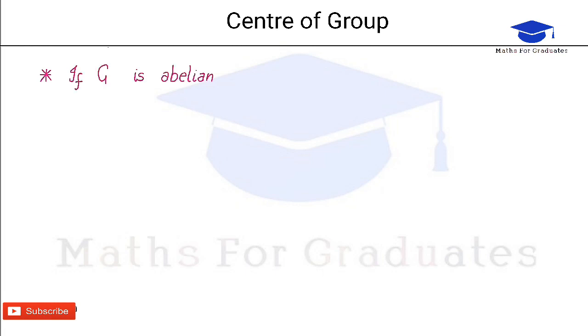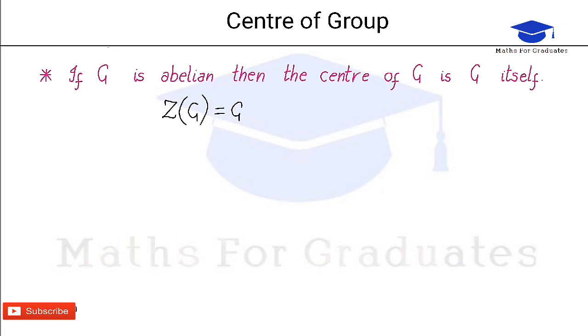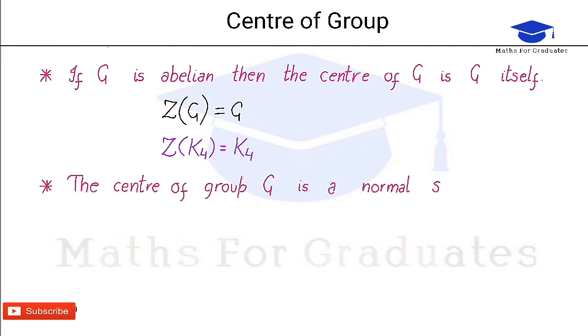Now let us see some facts related to the center of group. If G is abelian, then the center of G is G itself, that is Z(G) equals G. That's why center of K4 is K4 itself. And the center of group G is a normal subgroup.